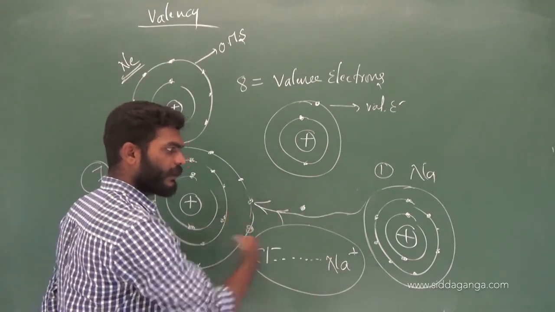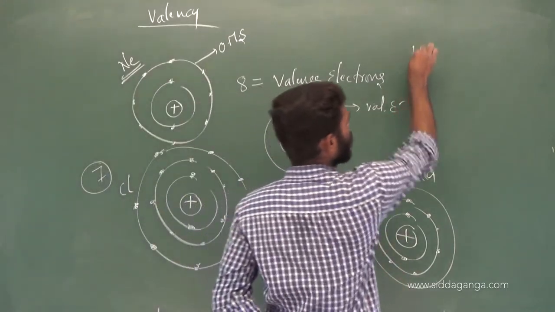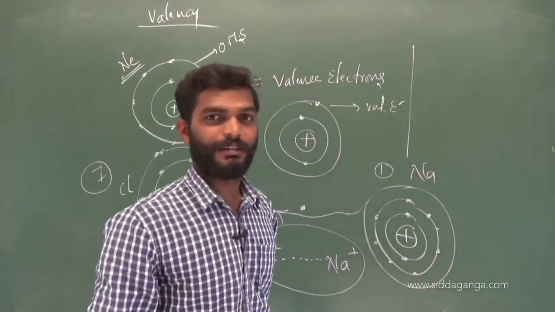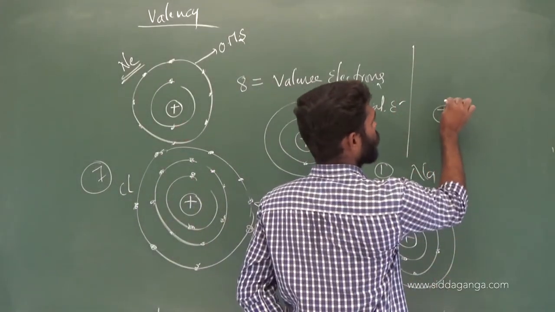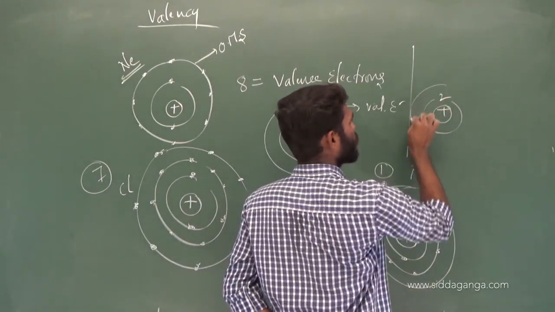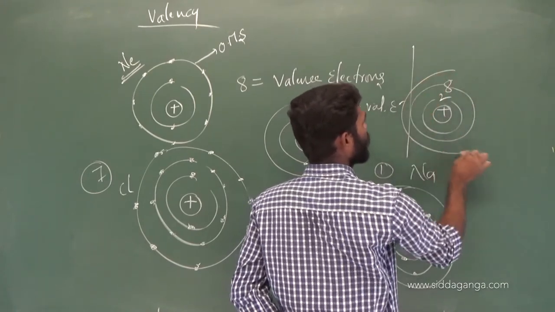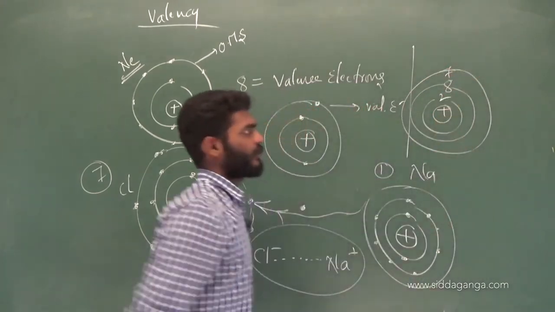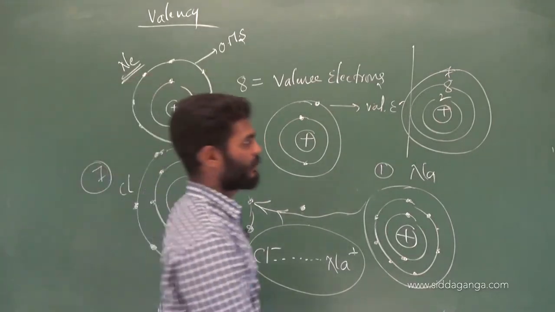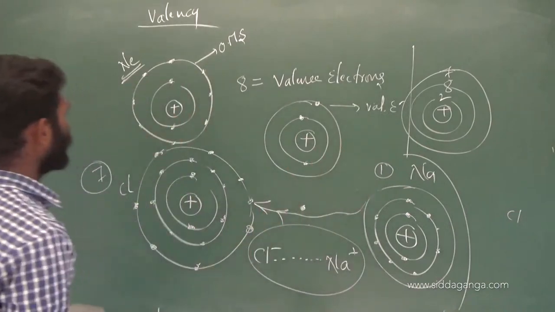This is where losing and gaining happened. Sometimes sharing happens. How? Look here. Chlorine and chlorine. See, chlorine: 2 in the first shell, 8 in the next, and 7 in the last. That is one chlorine. Let me have another chlorine here.